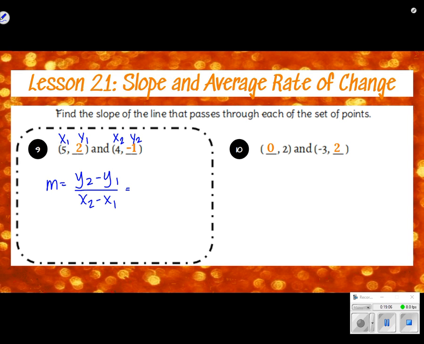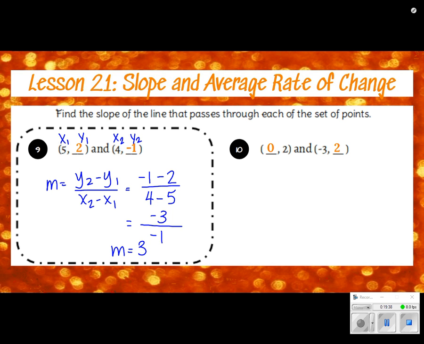Y's over x's. All right, so we're going to call y2 negative 1 minus y1 is 2, over x2 is 4 minus x1 is negative 5. And we're going to just do that subtraction in the numerator. Negative 1 minus 2 is negative 3. 4 minus negative 5 is 9. Oops, I was about to write 5 because I said 5. And negative 3 divided by negative 1 is 3. So my slope is 3.